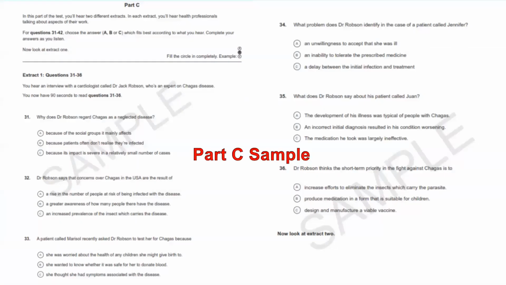Here we have part C. This is a sample for part C. This is the introduction, and we have the questions in the first extract. The time gap will be between the introduction and the start of the record for the whole upcoming 6 questions. So please ignore the record for the introduction and go directly to prepare these 6 questions without pauses or without gaps.